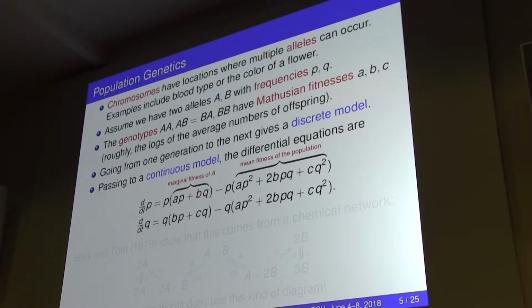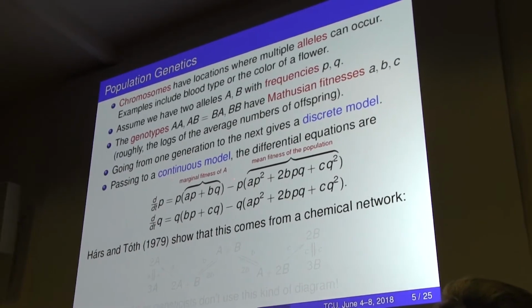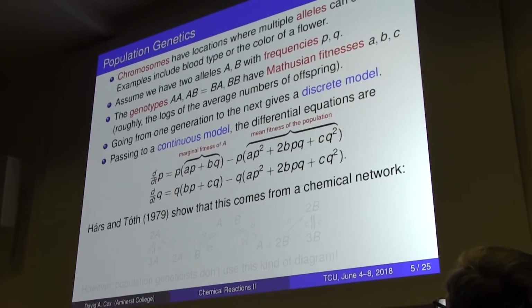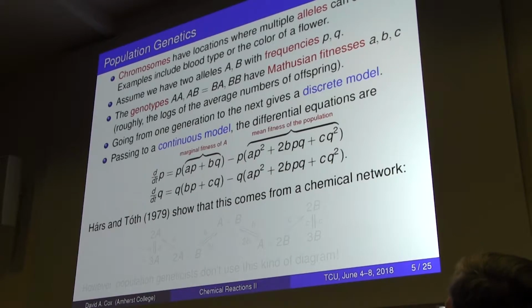And it turns out this system of differential equations comes from a chemical reaction network. And the question is, why? What happens is that there's a theorem due to Hars and Toth in 1979. I learned this from one of Alicia's papers. And so basically it's the structure of these polynomials.